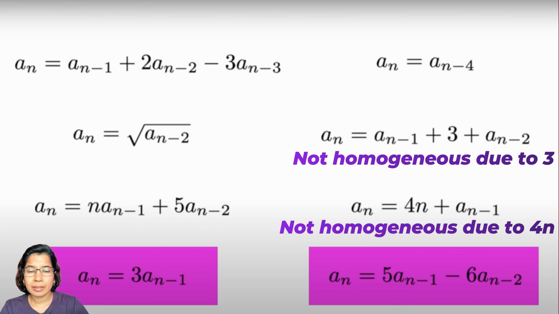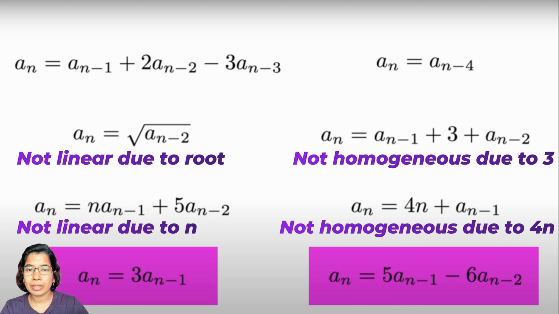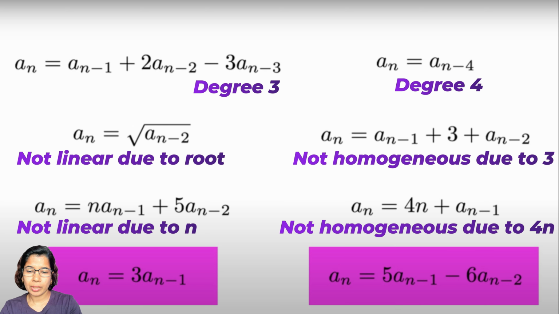I think you guys are clear how to identify which recurrence relation is linear, homogeneous, which have degree 1 or degree 2 or constant. So from this example, only the last two, a_n equals 3a_{n-1} and a_n equals 5a_{n-1} minus 6a_{n-2}, are all linear, homogeneous, and this one is degree 1 a_{n-1} and here 6a_{n-2}, so it is degree 2.